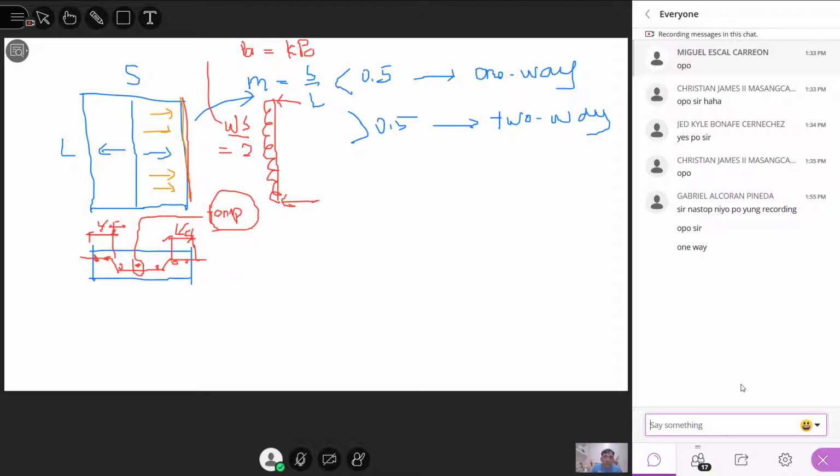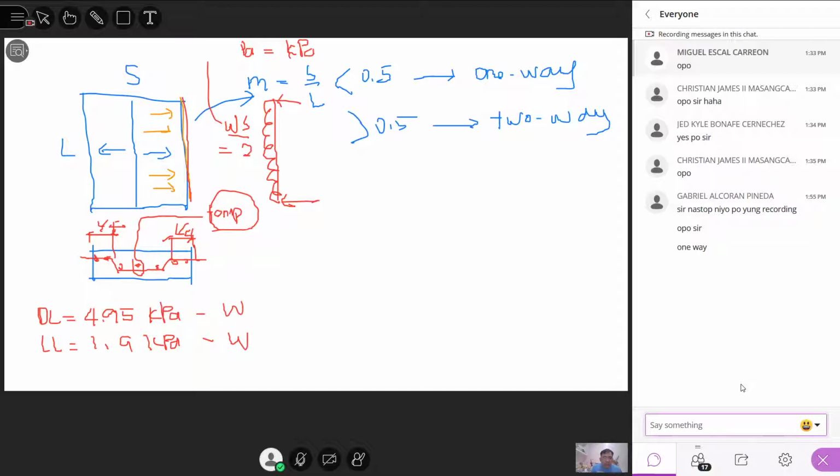Okay, so if you recall, our dead load is simply equal to 1.95 kilopascal. And our live load, if you recall, is simply equal to 1.9 kilopascal. Okay? So these are what we call the W.